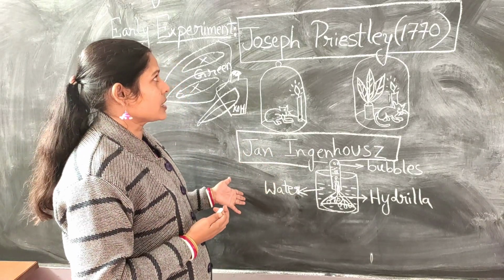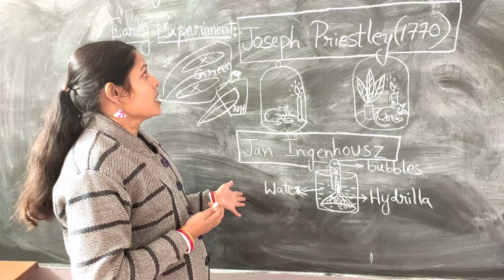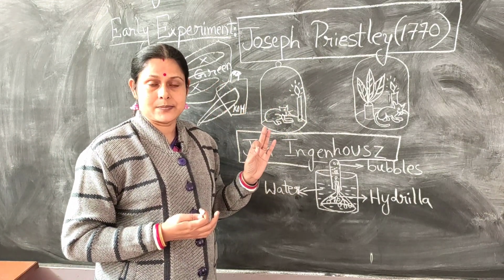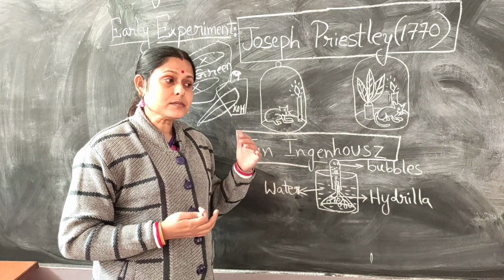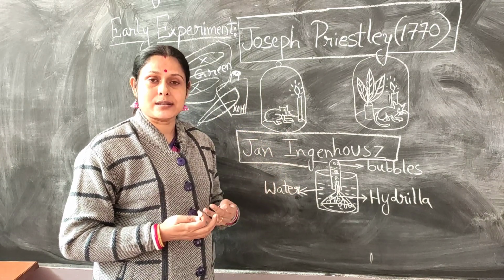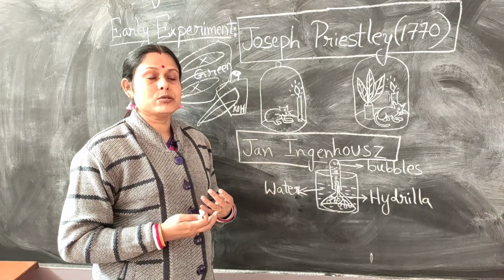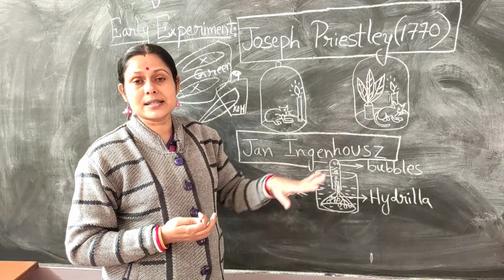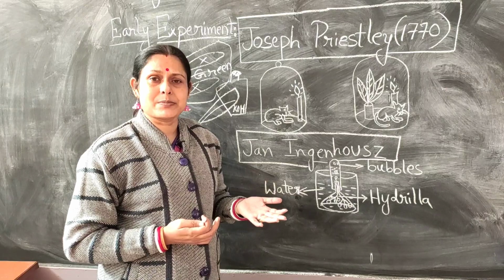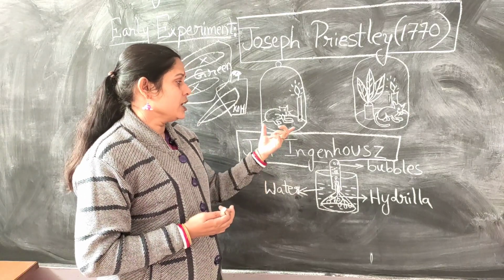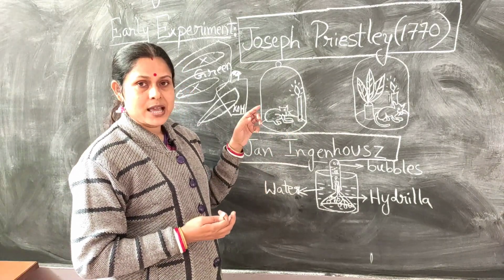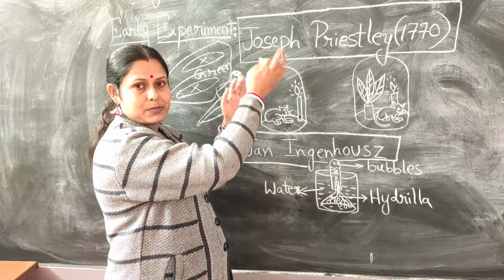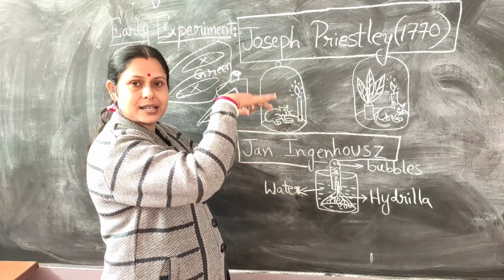Now we are going to study from this chapter, photosynthesis in higher plants, about the early experiments done by the scientists. Among them, the first experiment which is discussed in your book is about Joseph Priestley. Now this man, Joseph Priestley, in 1770 performed a simple experiment. And what was his experiment? He took a bell jar. Now this is called a bell jar, and he inverted it. That means the bell jar, if you just make it upside down, then air can get inside it.